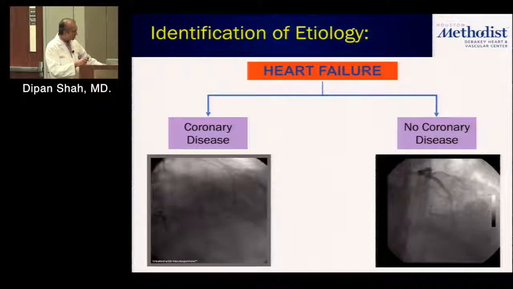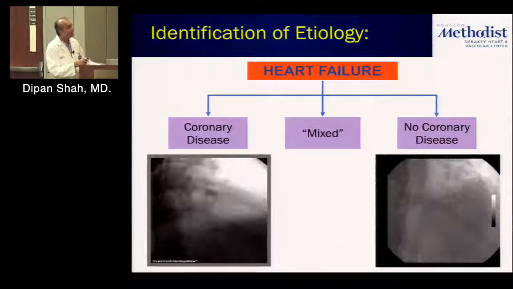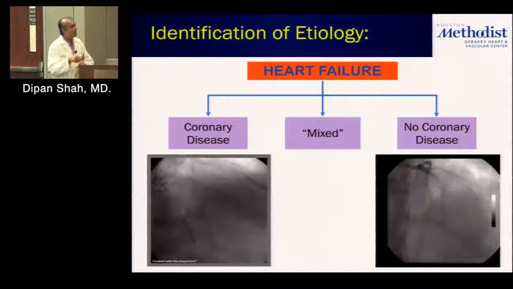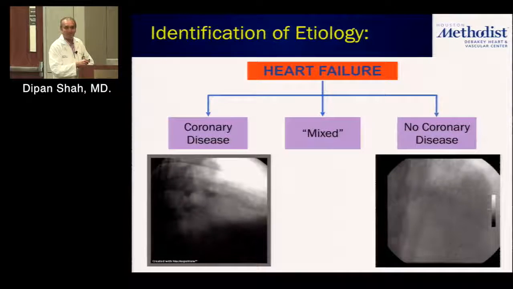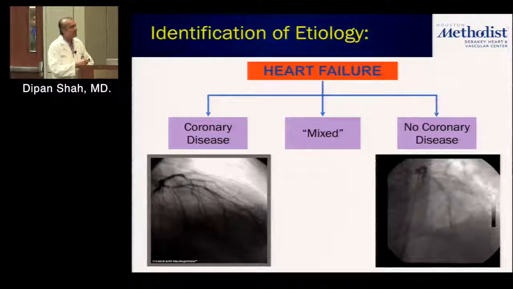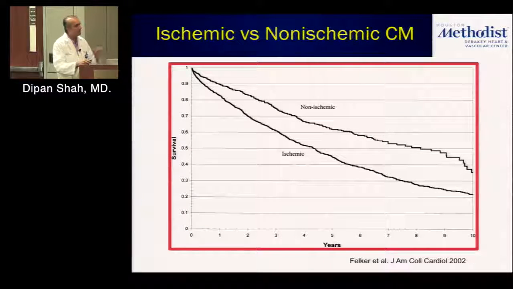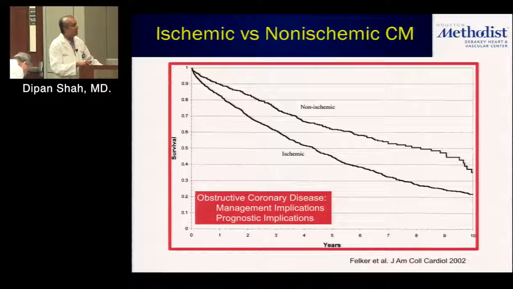So, I think certainly when you're trying to distinguish between these two, angiography has an important role, but oftentimes you may also get this picture where it's a mixed picture, where there's coronary disease, but the level of LV dysfunction is really out of proportion to the extent of coronary disease. Now, why is this distinction important, whether or not there's coronary disease present? Because it has management implications.